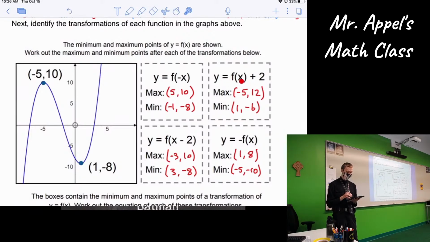Y equals f of x plus 2. Take the original function, add 2 more. You're just going to move the y values up 2 higher. So 10 becomes 12, negative 8 becomes negative 6.